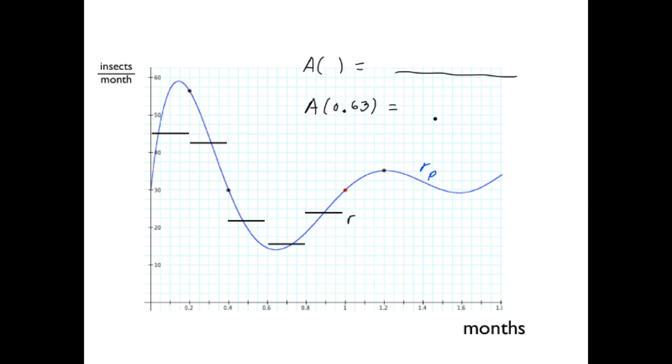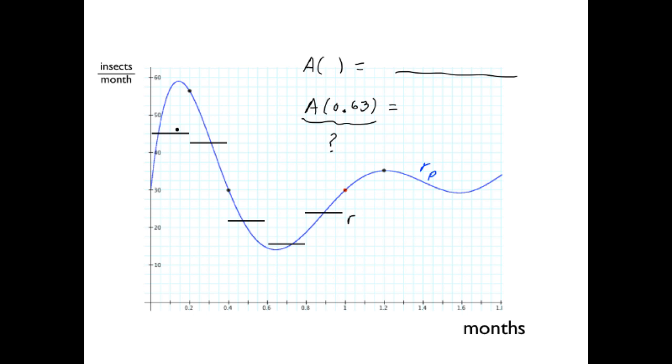So how would we go about calculating A of 0.63? First of all, what is A of 0.63? What does that mean? He said the approximate accumulation, so total or net? Approximate net accumulation of insects at 0.63. And it's approximate because it's based on R, not R sub P, right? It's based on the R function. So based on R, how do we come up with a net accumulation of insects at 0.63?